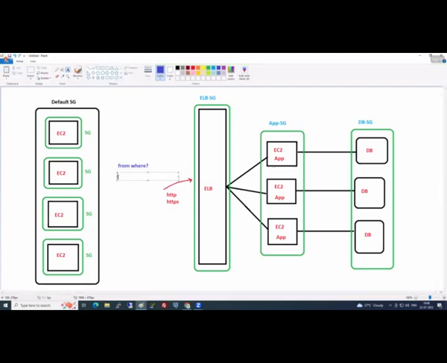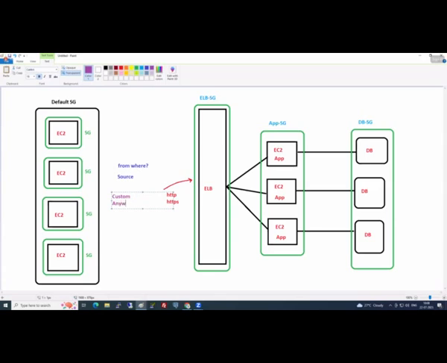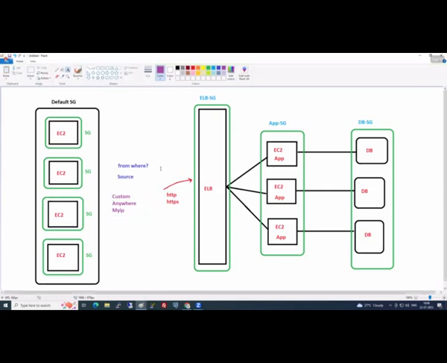That is called the source. Which source? There are three types of sources. One is custom, one is anywhere, and one is my IP. Say this: custom, anywhere, my IP. There are three types of sources.